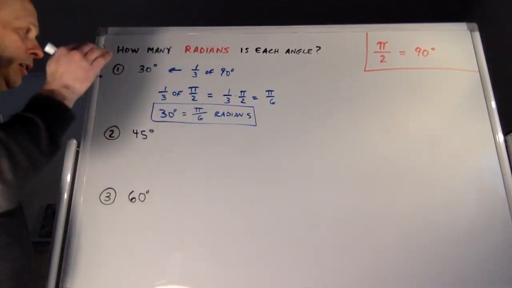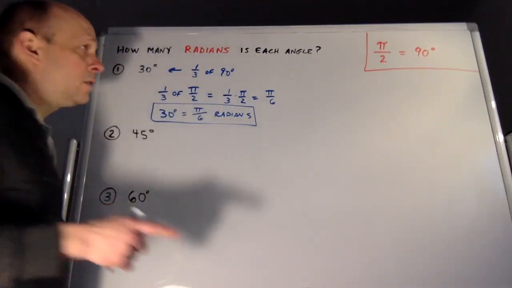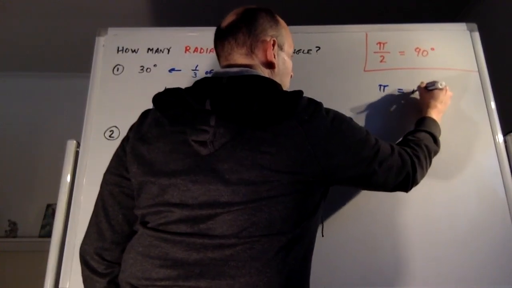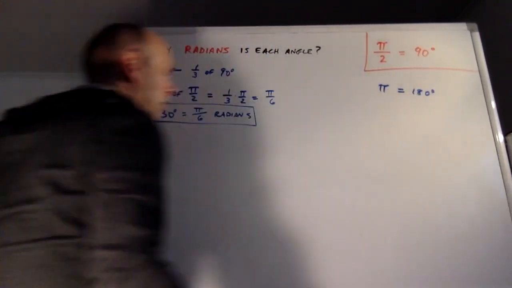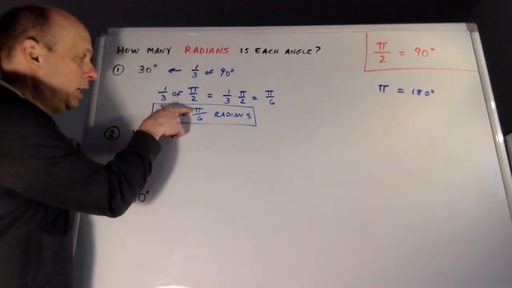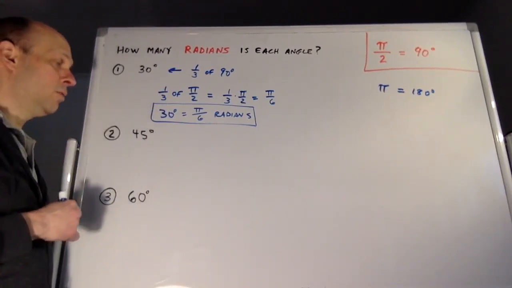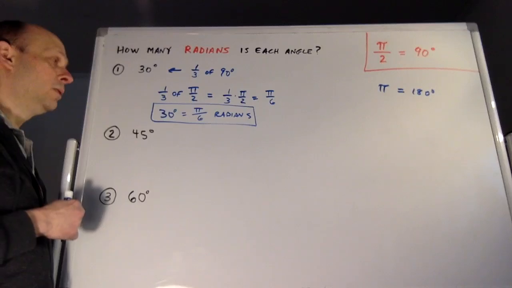Now, that should make sense to us also because not only do we know pi over 2 is 90 degrees, we also know that pi is half a turn, right? So pi is 180. So if you just think of pi as 180, 180 divided by 6, there's your 30 degrees. So 30 degrees is pi over 6 radians. That's something we're going to want to know.